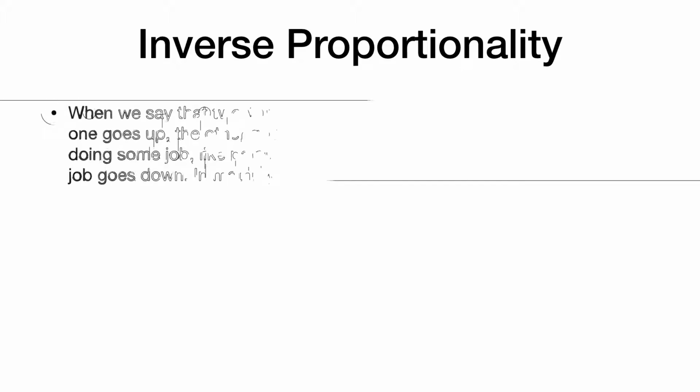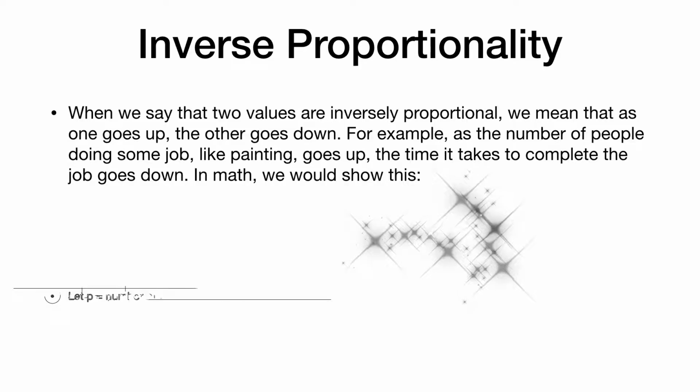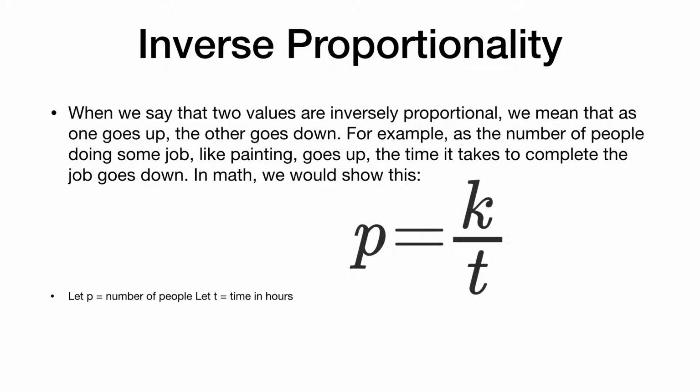All right, inverse proportionality. When we say two values are inversely proportional, we mean that as one goes up, the other goes down. For example, as the number of people doing a job like painting goes up, the time it takes to complete a job goes down. In math, it looks like this. P equals K over T, where P is the number of people, T is the number of hours.